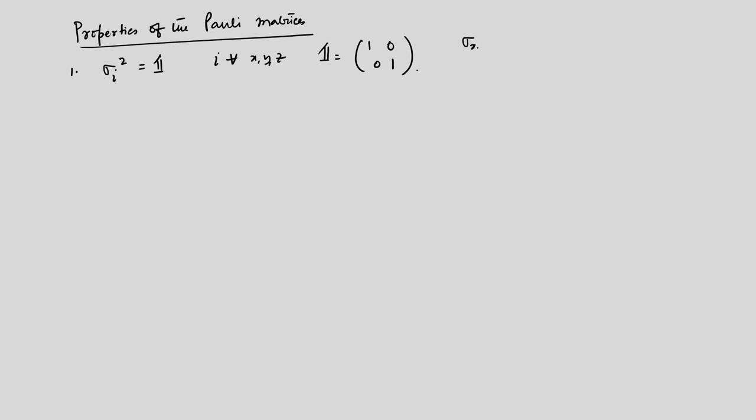And sigma x is written as 0, 1, 1, 0. Sigma y is equal to 0, minus i, i, 0, and sigma z is equal to 1, 0, 0, minus 1. Now this is a convention that sigma z is diagonal, and in that basis sigma x and sigma y are off diagonal. If you want to make sigma x diagonal, then of course sigma y and sigma z become off diagonal. But this is the standard notation for the Pauli matrices.